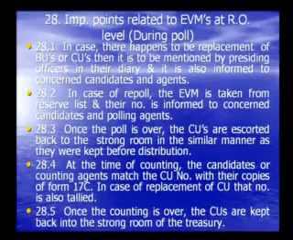And there are certain other points we can also keep in mind. In case there is a replacement of BUs or CUs, it is to be mentioned in the presiding officer's diary and informed to the concerned candidates or agents. In case of repoll, the EVM is taken from the reserve list and its number is informed to concerned candidates and polling agents. Once the poll is over, the CUs are escorted back to the strong room in a similar manner as they were kept before distribution. At the time of counting, the candidates or counting agents can match the CU number with the copies of Form 17C. In case of replacement, that CU number is also tallied. Once the counting is over, you can keep your CUs back in the strong room of the treasury.